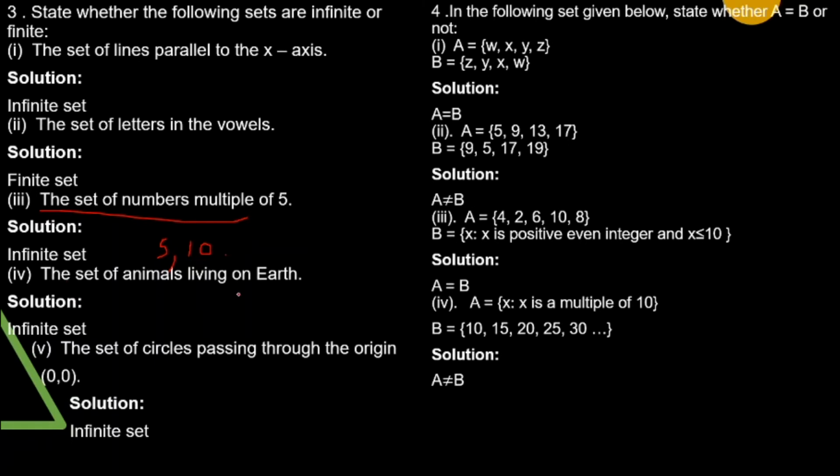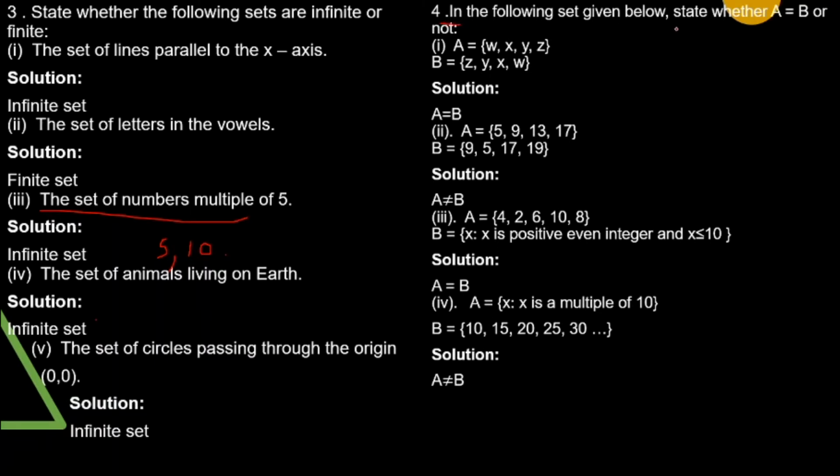Set of animals living on earth. Can you count the number of animals? No. So, it's unlimited. So, infinite set. The set of circles passing through origin. Set of circles passing through origin. It's an infinite set again. Okay.